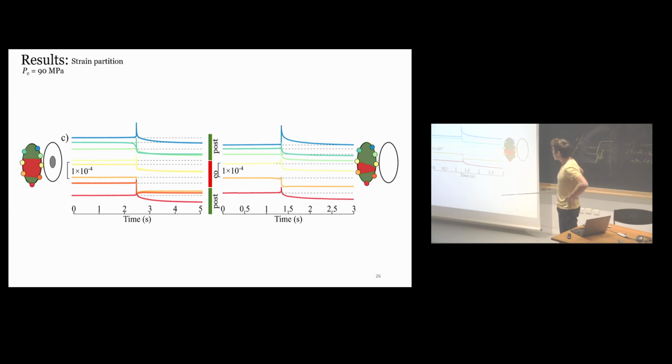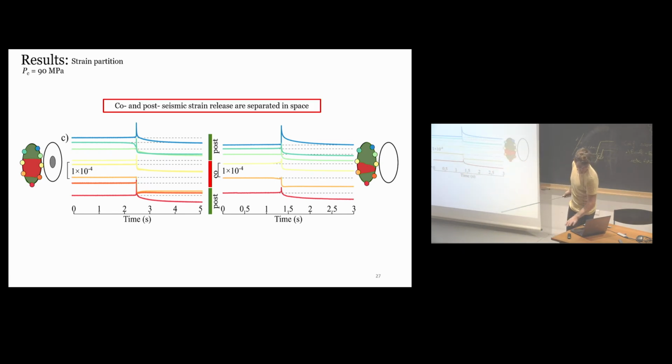Very briefly, if you look at all the strain gauges, you can see that the fast coseismic strain drop occurs very locally around these strain gauges, and all the other strain gauges record afterslip. So it seems that similarly to what is observed in natural seismicity, coseismic and post-seismic deformation are released separately, both in time and also in space.